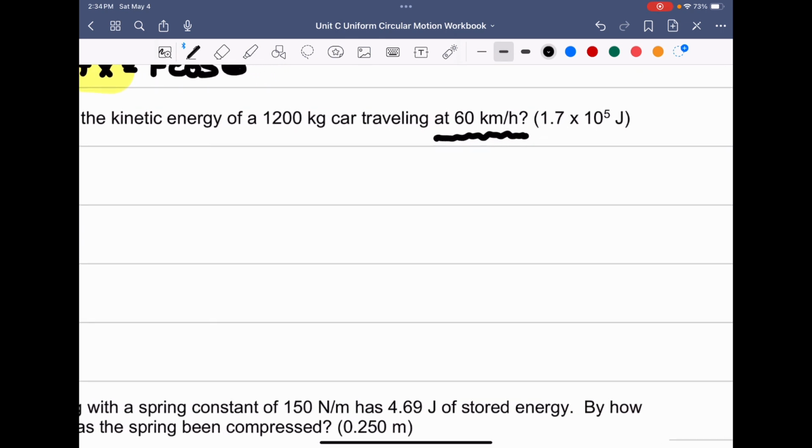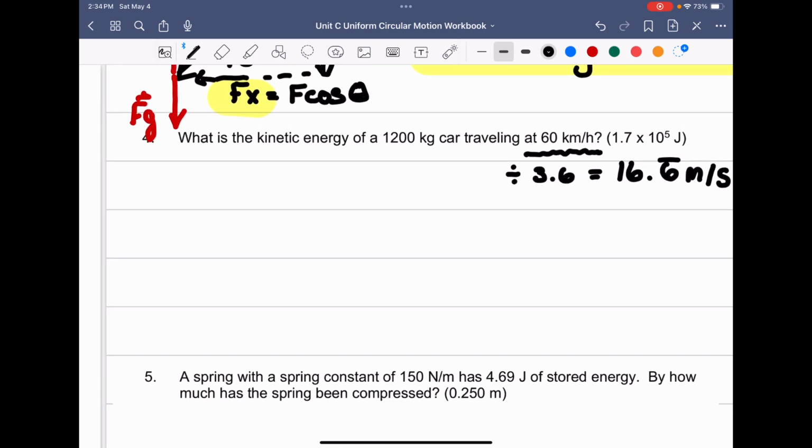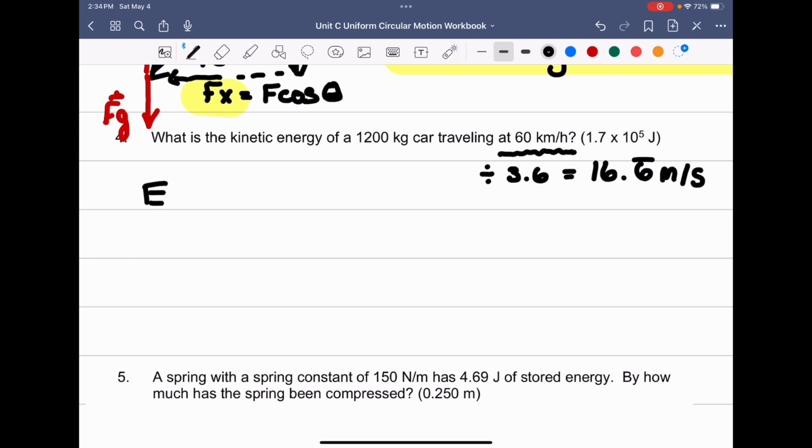You need to recognize when they try to trick you with these little things like this. One of those things that they can do is give you non-standard units like kilometers per hour. We want this in meters per second. The way we can do this is we can use unit analysis or divide the number by 3.6, which will give us 16.6 repeated meters per second. Okay, now if we're just solving for kinetic energy, this problem actually becomes very simple.